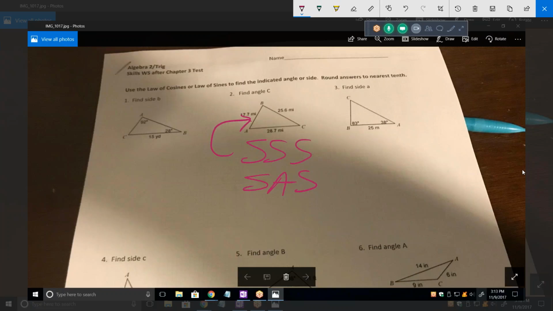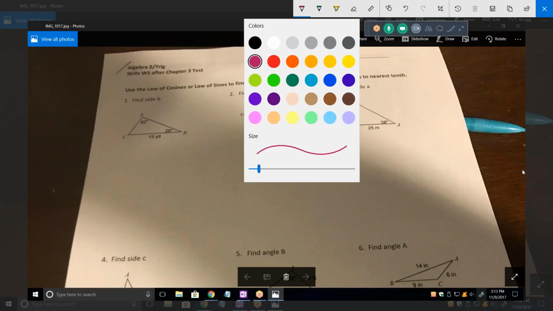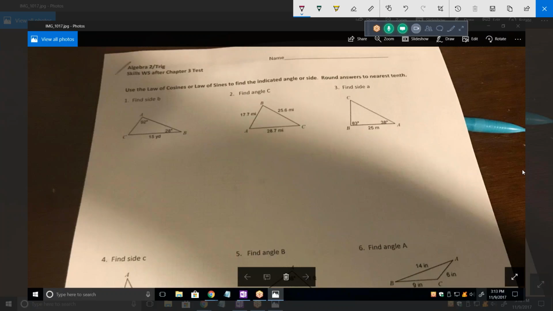We do have side, side, side. We have no angles. So it would be impossible to use the law of sines on number 2. Yep. Because you have to have an angle and its opposite side. On number 1, we had that angle and its opposite side. So we had that relationship. We had that ratio. But we don't have that on number 2. Now, there's a law of cosines that says the following.